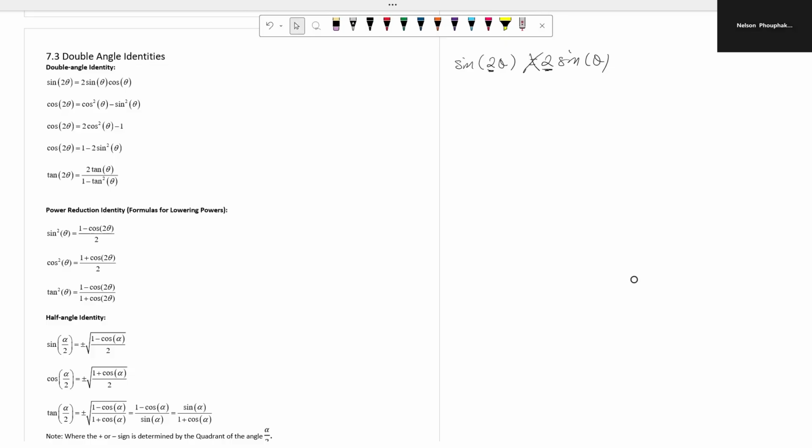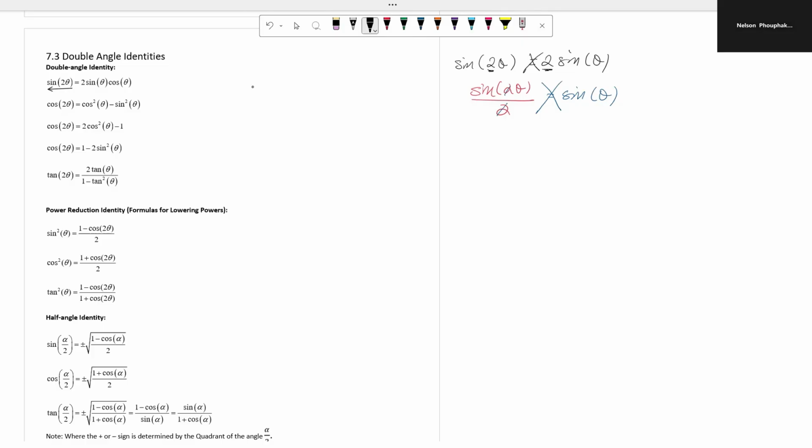Okay. So if you do something like this, and then you feel that, oh, I could cancel the 2 and make it become sine of 2 theta, remember, this is not correct. So how do we actually take care of the double angle properly then? When you see sine of 2 theta, it is equal to 2 sine of theta cosine of theta.